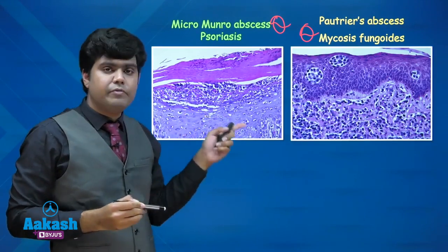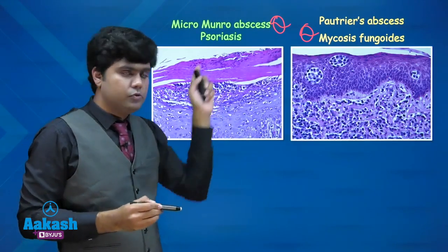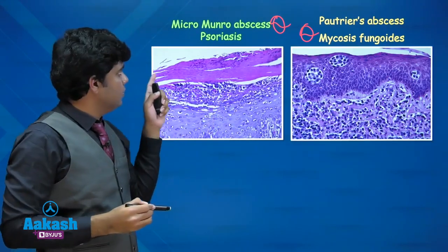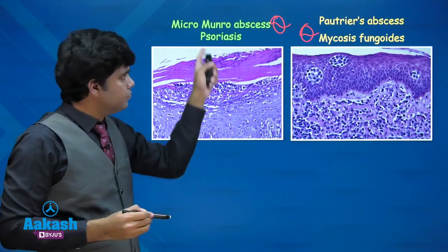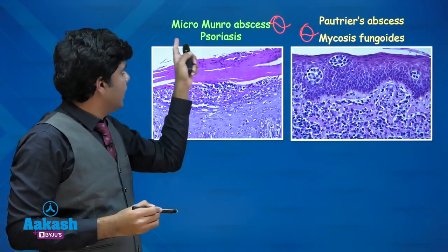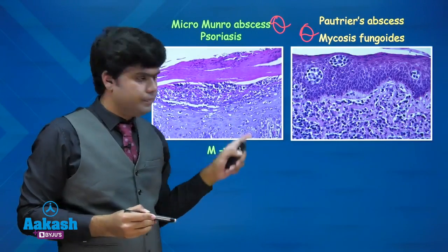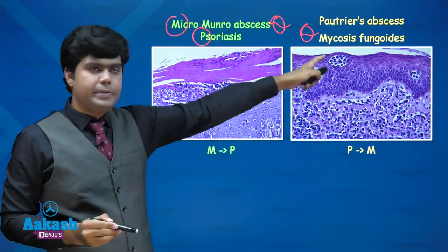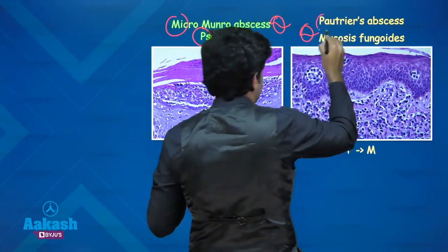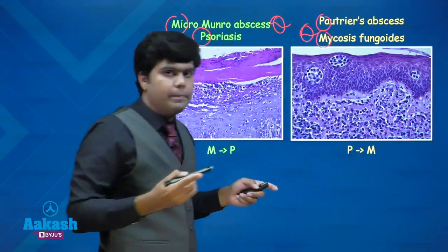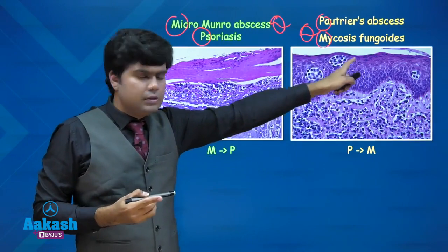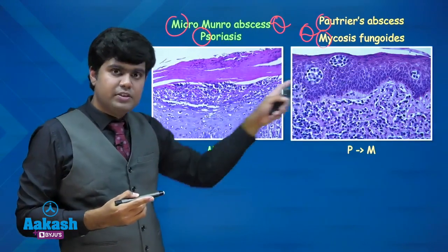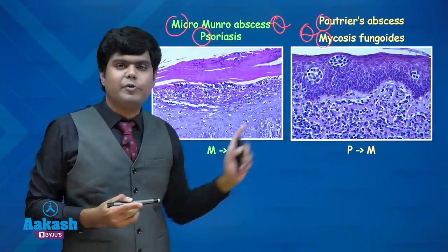Now in the exam we get confused whether Pautrier was for psoriasis or not. So the easy way to remember is crossway. So M is for P, and P is for M. It is not M for M. Munro is not for mycosis. Pautrier's is not for psoriasis. It's the reverse way. M for P, P for M.